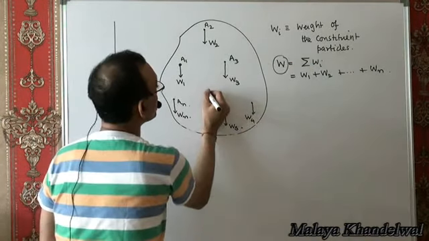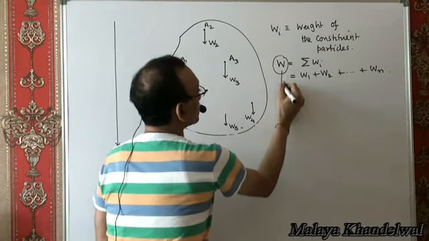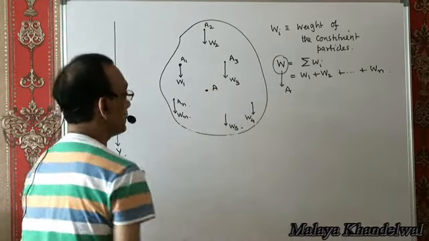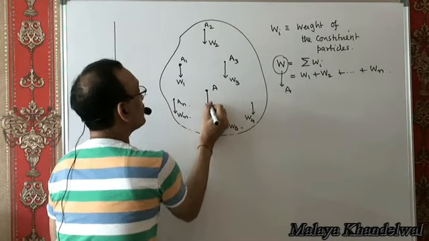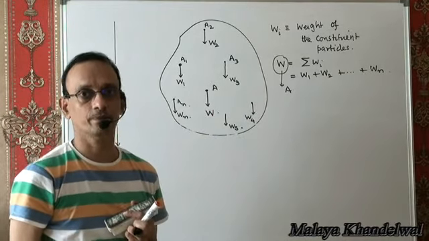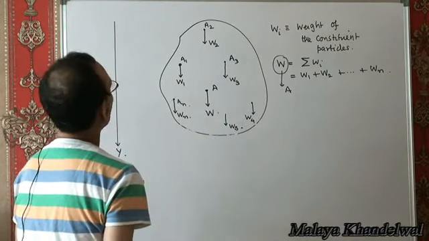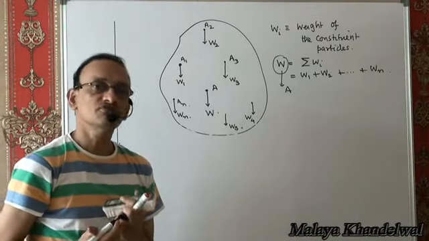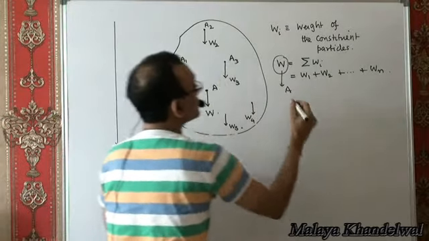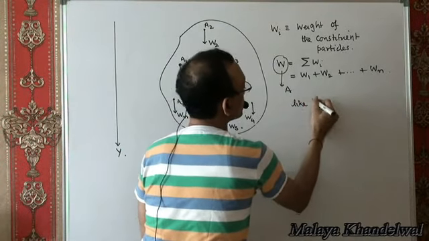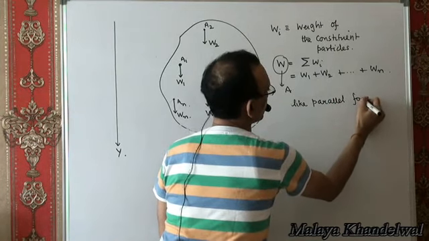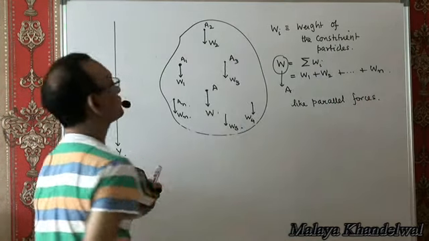Now, where should that particle be? That particle represented by the weight W is the particle A. And where should A be? Now, this follows from the fact that these are all like parallel forces. Do you see that they are all like parallel forces?